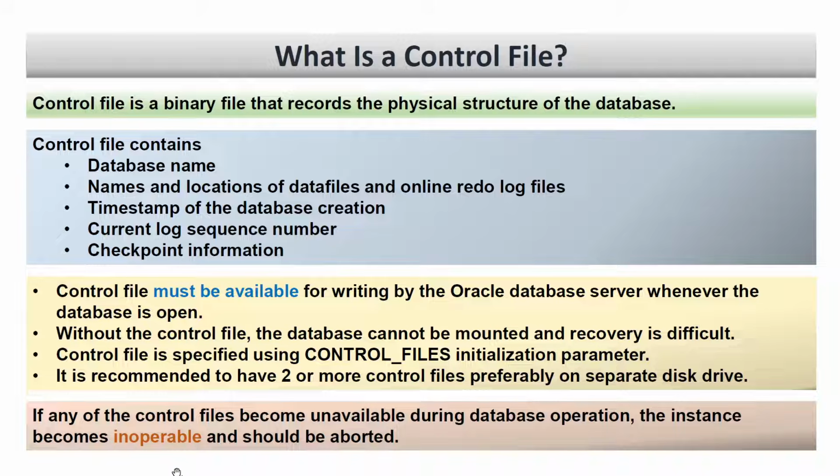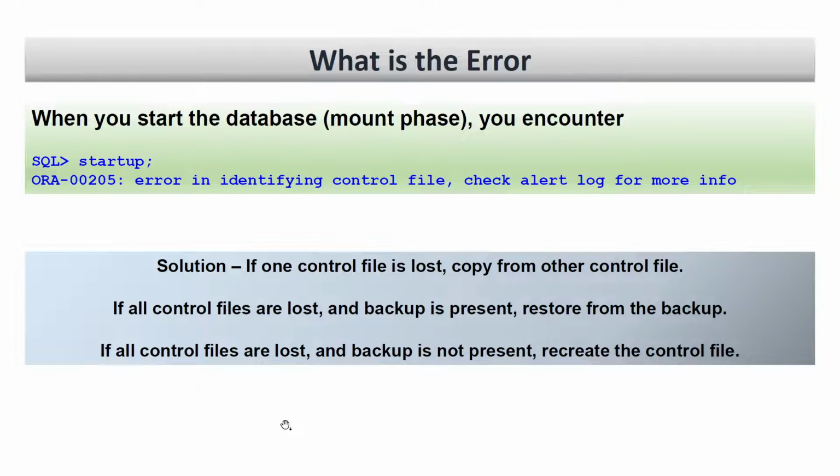Not only that, it also contains other information such as when the database was created, current log sequence number, checkpoint information, etc. If you have lost the control file, then the database cannot be mounted and recovery is difficult. And while the database is open, let's say you lost the control file, still the database will crash. So the control file must be available, and if it becomes unavailable, the instance will become inoperable and should be aborted. So remember, without control file, you should not run your database. If you try to start your database when the control file is not there, then you will get this particular message, error in identifying control file.